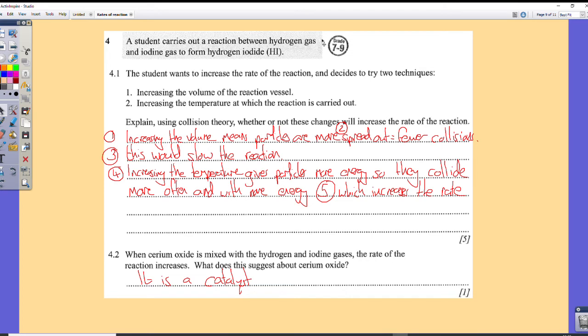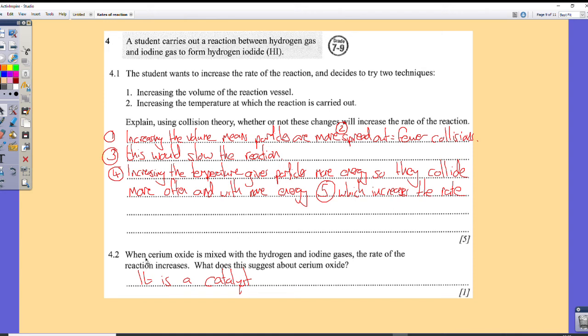Okay, so question 4, which is the grade 7 to 9 question, now asks, explain using collision theory whether or not these changes will increase the rate of reaction. So here are the changes: increasing the volume and increasing the temperature at which the reaction is carried out. Well, it's 5 marks, so the first mark is increasing the volume means particles are more spread out, so there'll be fewer collisions, which is marks 1 and 2. So that's not going to increase the rate at all, so this would slow the reaction in fact. Mark 4, increasing the temperature, now that will give the particles more energy, so they'll collide more often and with more energy. So Mark 5 says this will increase the rate of reaction.